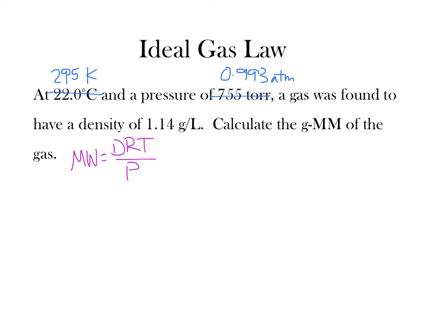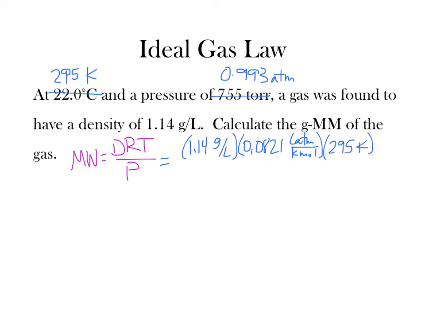All my other units look good, so I can just plug in 1.14 grams per liter, 0.0821 L·atm/(mol·K). Temperature is 295 K. Pressure is 0.993 atm. So my units, atmospheres will cancel, Kelvin cancels, liters cancels. I'm left with grams per mole, which is a really good unit for molar weight. And I got 27.8 grams per mole.